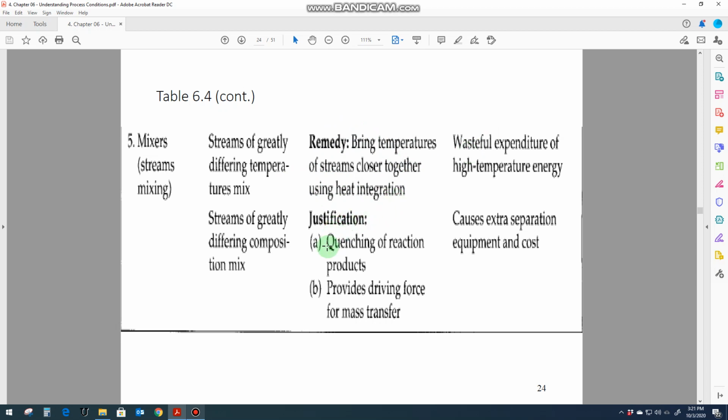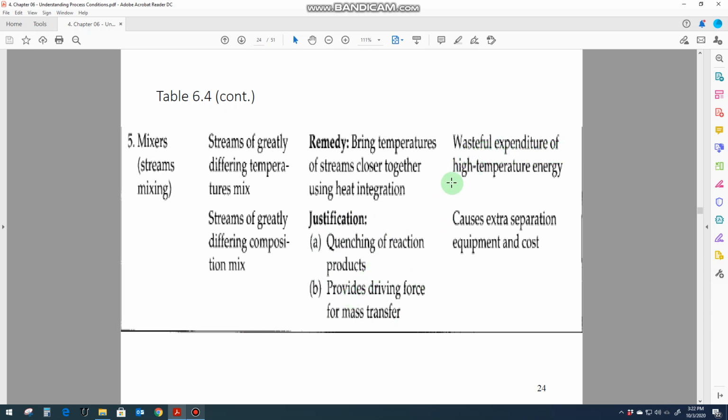Then what could be the justifications for using mixers? Quenching of the reaction product. Sometimes we want to suddenly or quickly cool the reaction product, so we can mix different streams, providing driving force for mass transfer, and sometimes we want to increase the mass transfer rate while mixing the product stream. So depending on your need, you can have different justifications for using mixers within the process. Now, what could be the penalties here?